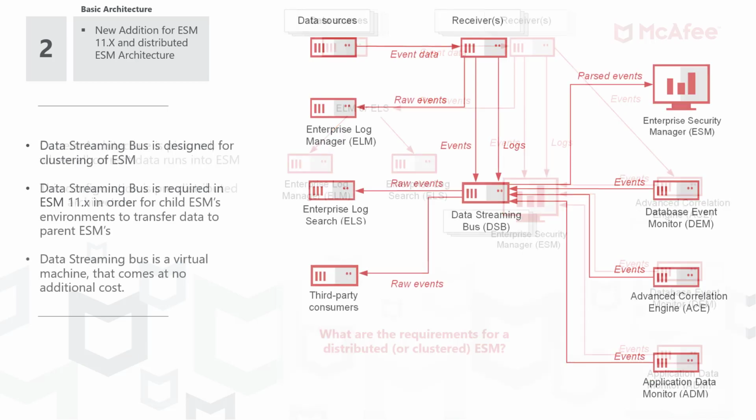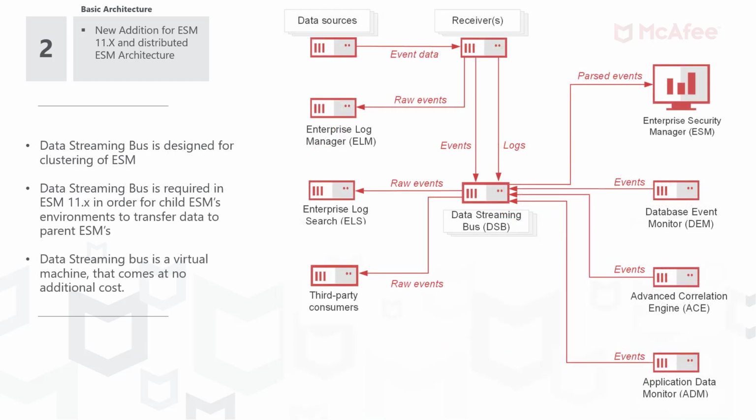As you can see, starting off from the data sources, the information travels to the receivers and now travels down to a data streaming bus or a DSB. Now the DSB is a virtual appliance that comes at no additional cost. And what that does is it acts as a communication bridge, and it sends the information to the ESM and all the other SIEM appliances. Now the data streaming bus is a requirement for ESM 11.x.